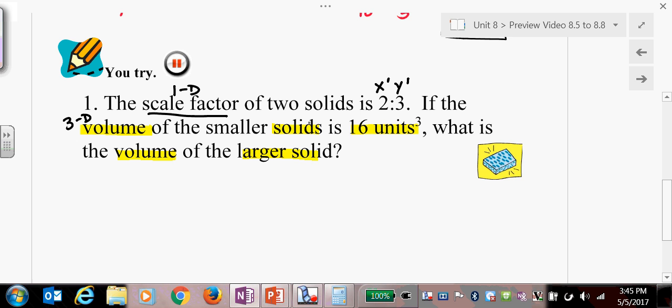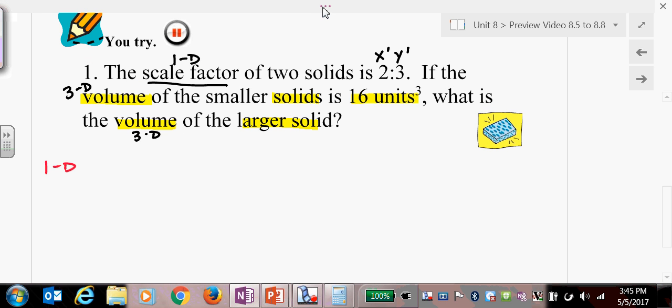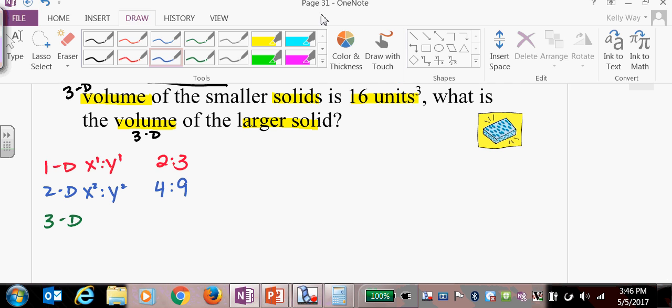Volume is 3 dimensions. That's very important. We're going from 1 dimension to 3 dimensions. So we're going to start here by doing our ratios. 1 dimension in the margin, 2 dimensions, and 3 dimensions. Our scale factor, we already have our 1 dimension. Our x to the first, y to the first, is going to be 2 to 3. Our second dimension is x squared and y squared. That's going to be 2 squared, that's 4, and 3 squared, that's going to be 9.